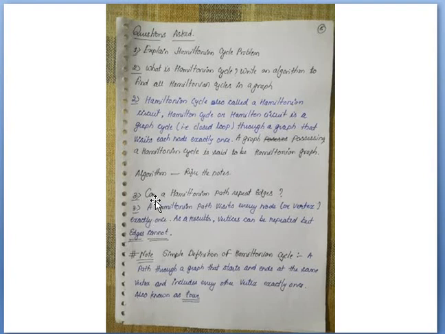Here sometimes you will be asked explanation or justification questions, like: can a Hamiltonian path repeat edges? A Hamiltonian path visits every node or vertex exactly once. As a result, the edges cannot be repeated, because every node is visited exactly once.